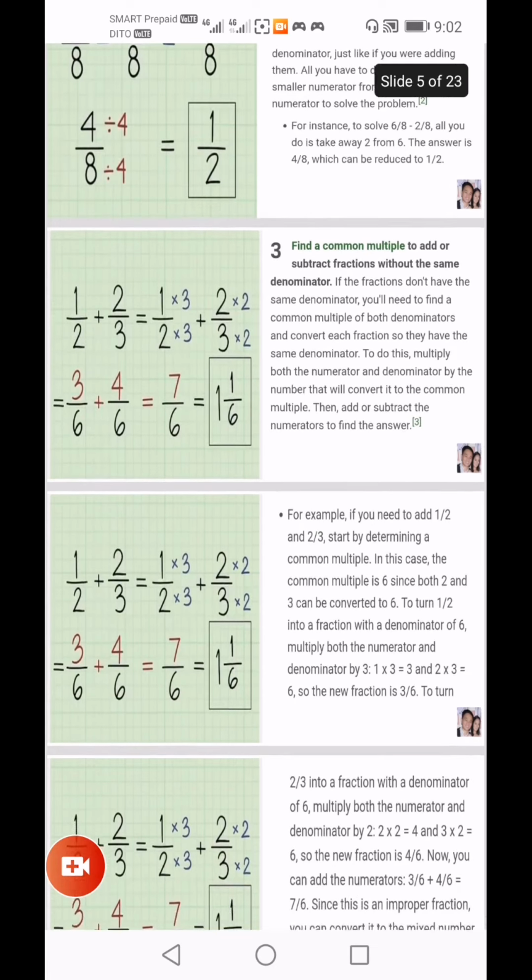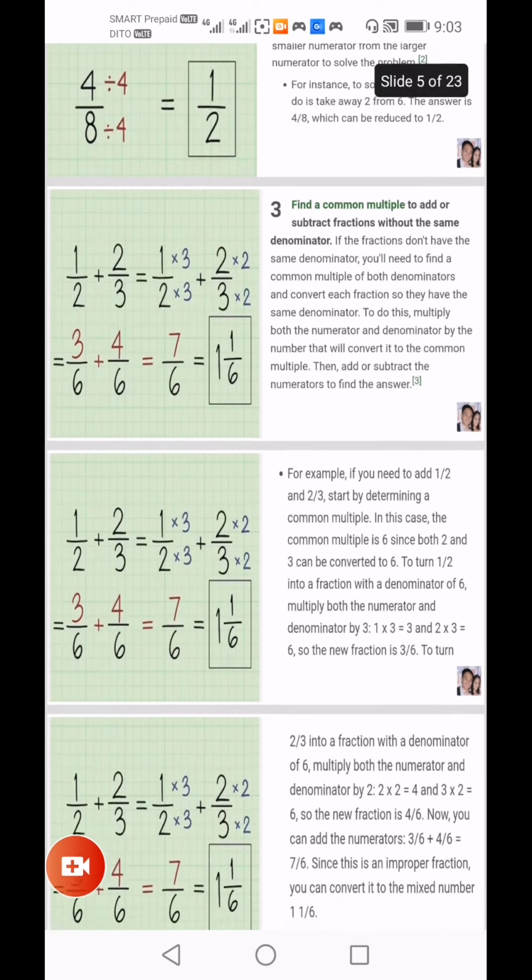Number 3, find the common multiple to add or subtract fractions without the same denominator. If the fractions don't have the same denominator, you'll need to find a common multiple of both denominators and convert each fraction so they have the same denominator. To do this, multiply both the numerator and denominator by the number that will convert it to the common multiple. Then add or subtract the numerators to find the answer.